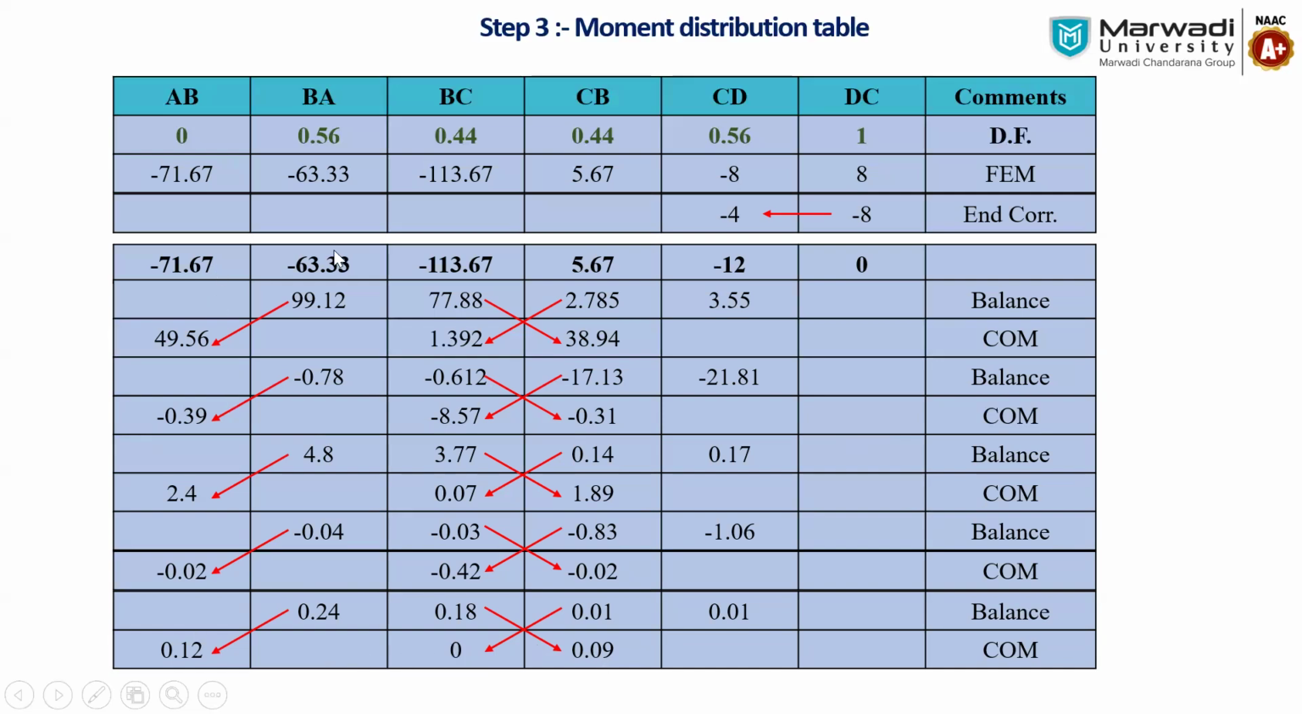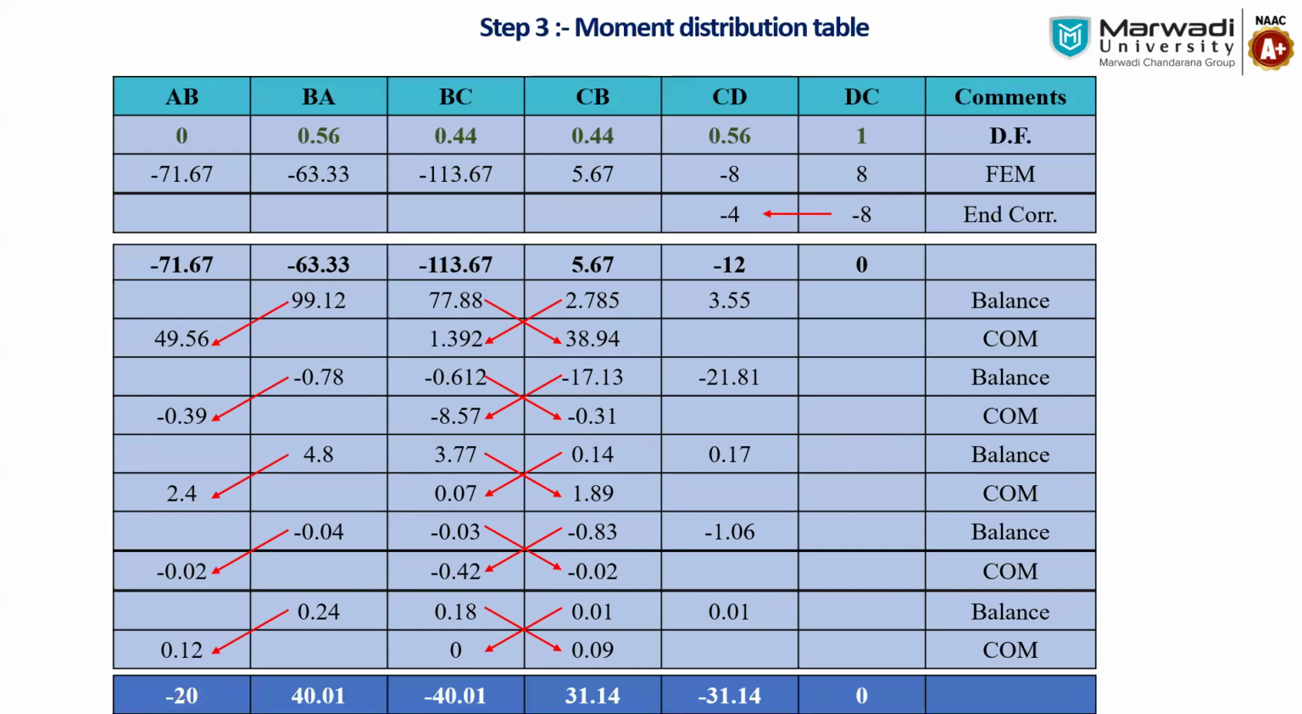Now we have to do the summation of all the individual columns. So what is the total summation of the moment over here? Let's calculate. So first there is a minus 20, second 40, third minus 40, fourth 31.14, CD that is minus 31.14, and DC will remain 0 as it is. So this is our final moment.